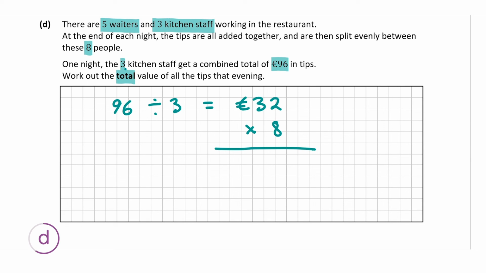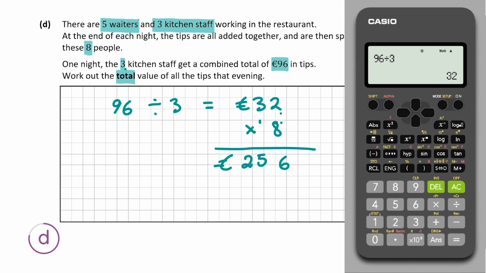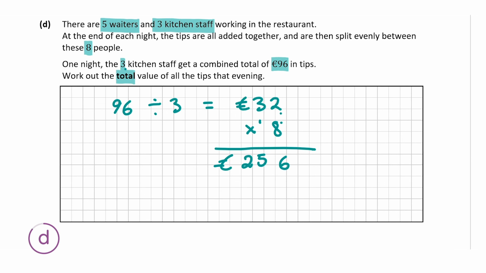Okay, so I'm just going to do this myself. So 8 multiplied by 2 is 16. Okay, so put down the 6 and carry the 1. 8 multiplied by 3 is 24, plus 1 is 25. So the total tips is €256. Now I'm just going to double check this on my calculator. So yeah, €256 in total. And for this question, you're going to get a total of 10 marks.